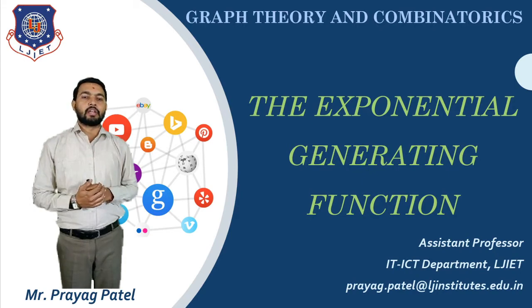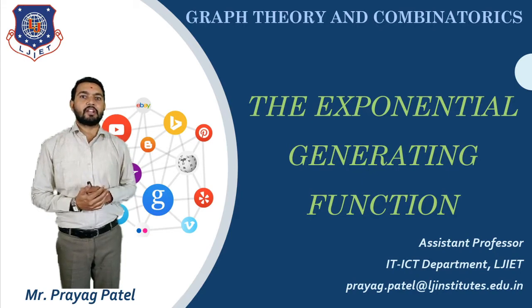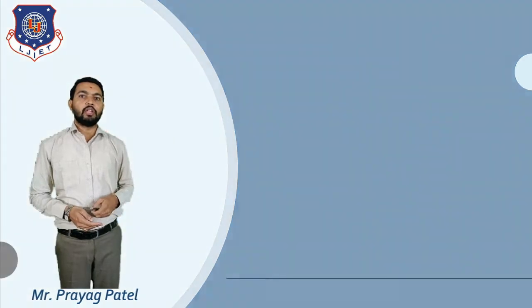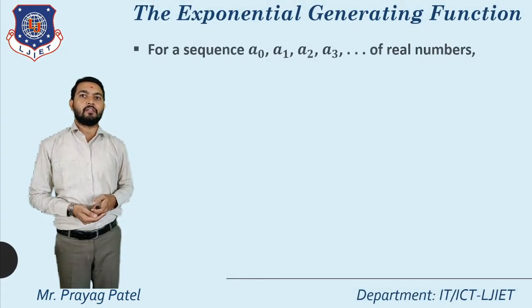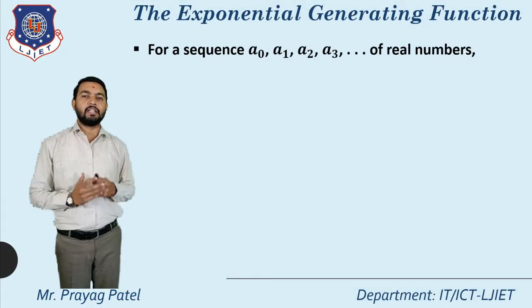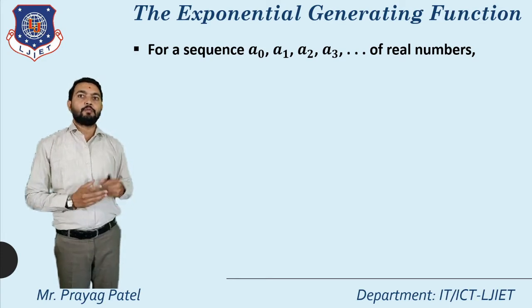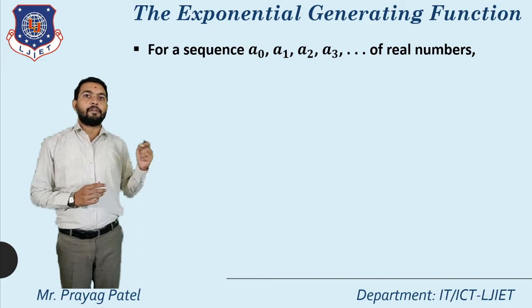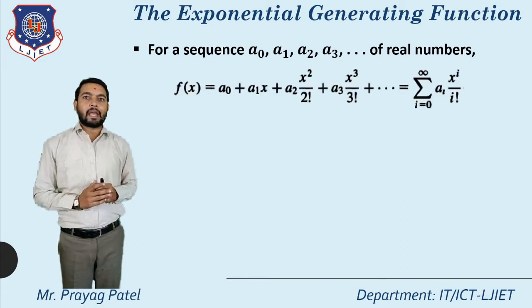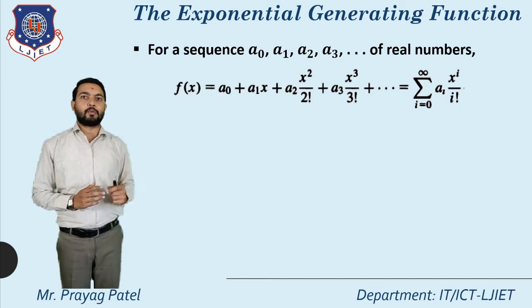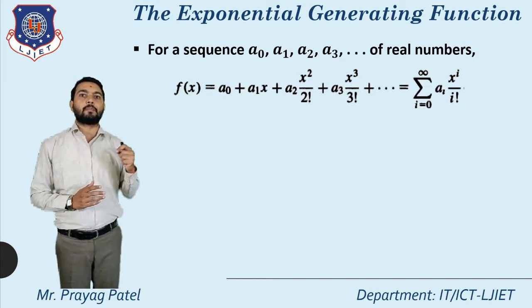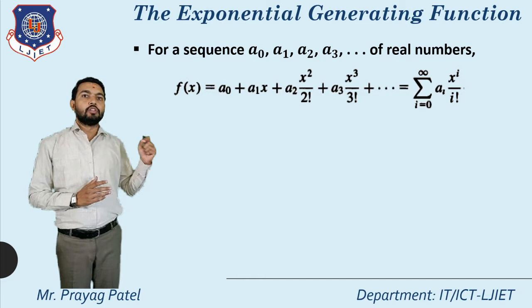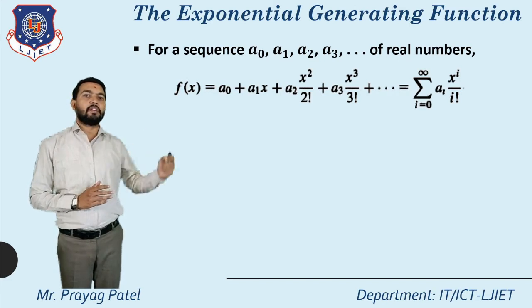Now in today's video lecture, I will discuss the exponential generating function. We already know what the generating function is. Here we include the exponential part in the generating function. For a sequence a0, a1, a2, a3 of real numbers, f of x equals a0 plus a1x plus a2x square upon 2 factorial plus a3x cube upon 3 factorial. So this is used for the infinite case.